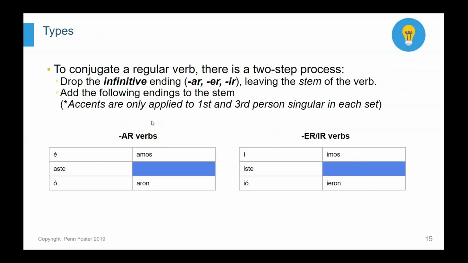And to conjugate these, we're pretty much following the same sort of steps that we did with present tense, although we have different endings. So first step again, drop the infinitive ending, AR, leaving the stem, and then add the specific endings to the stem. As you can see in first person and third person singular, there is an accent mark on each of those forms.